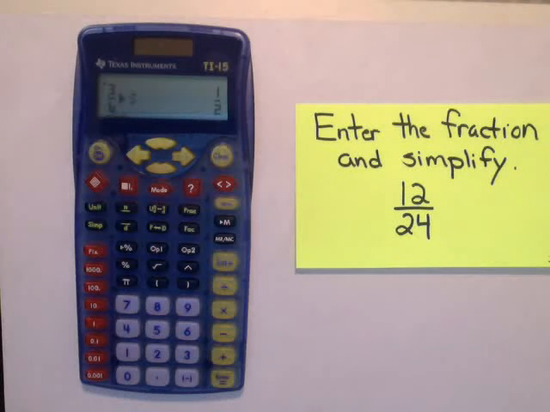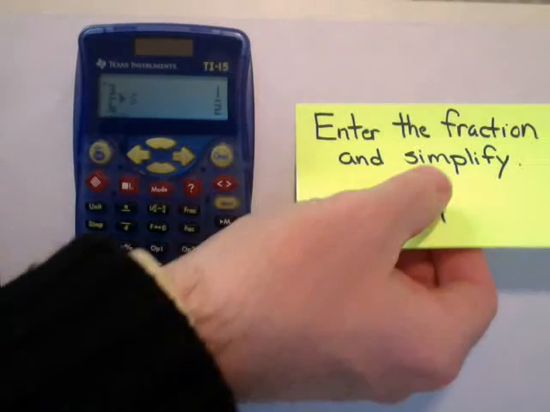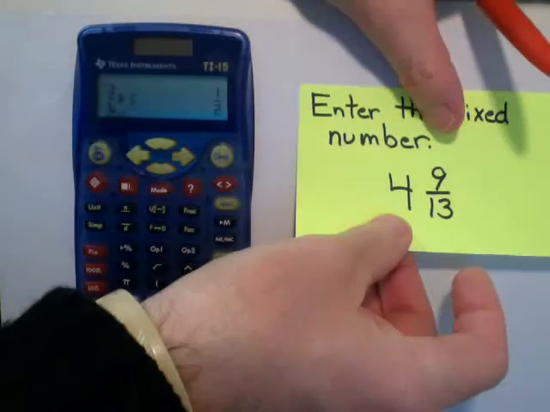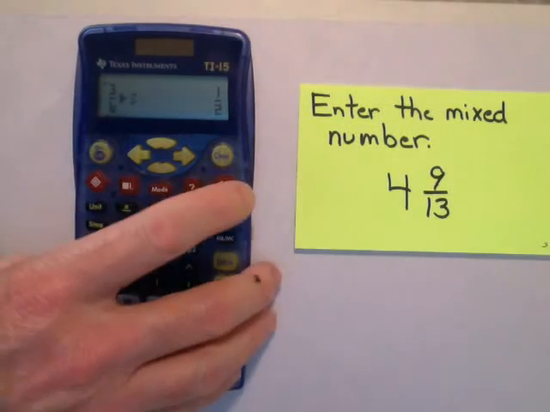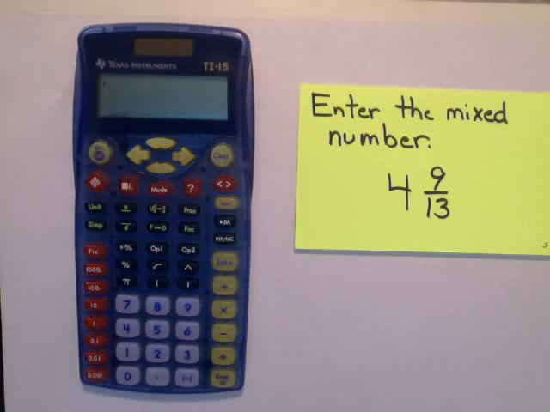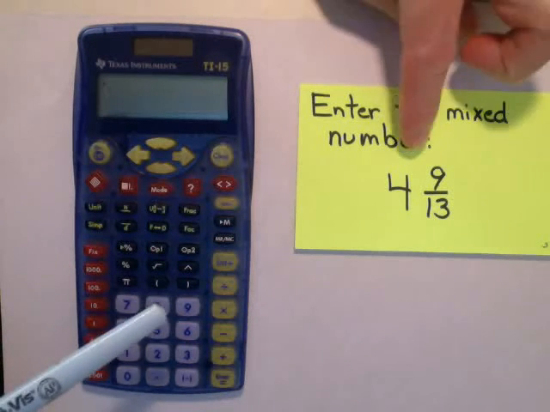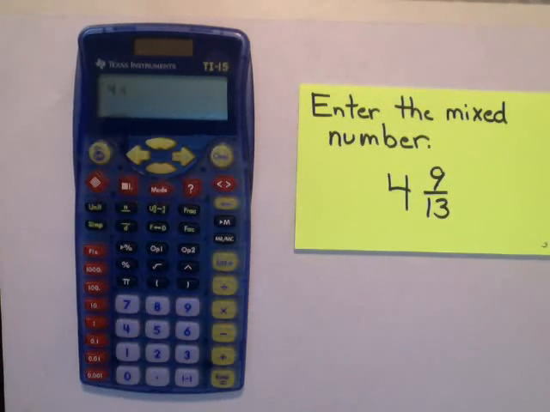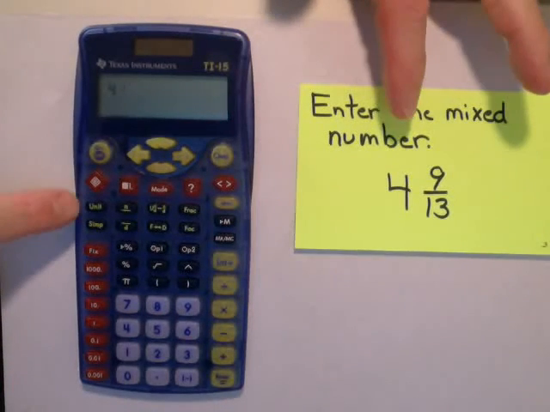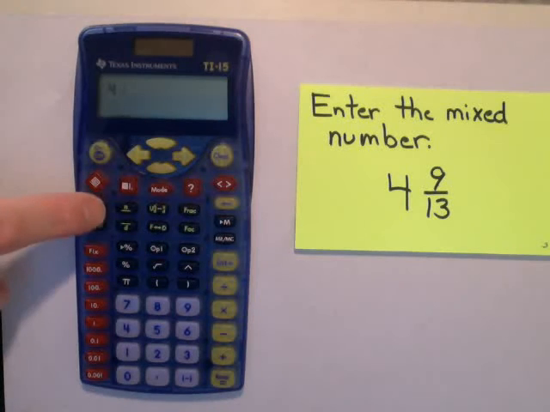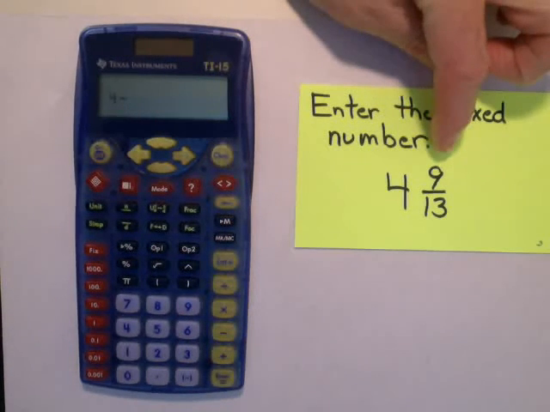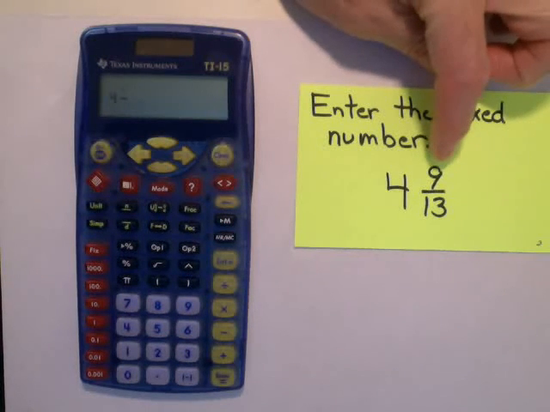We've simplified our fraction. The next thing we want to do is we want to talk about how to enter a mixed number. So clear your calculator, and the first thing you do is you enter your whole number. Our whole number is 4, so enter 4. Then we want to designate that the whole number, so we touch the unit key. The minute we press the unit key, you see that you're ready to enter your fraction, and it's asking for your numerator. Our numerator is 9, so you're going to press the 9 key.